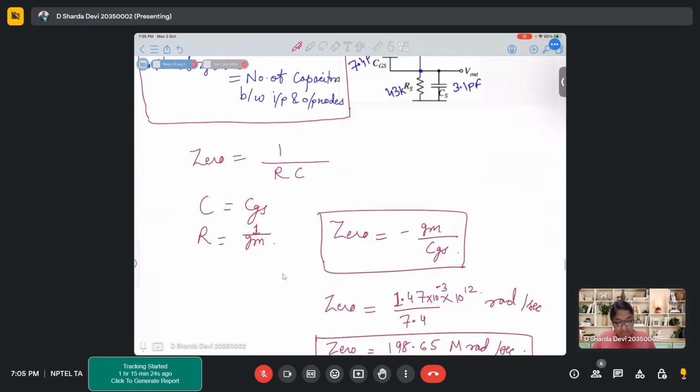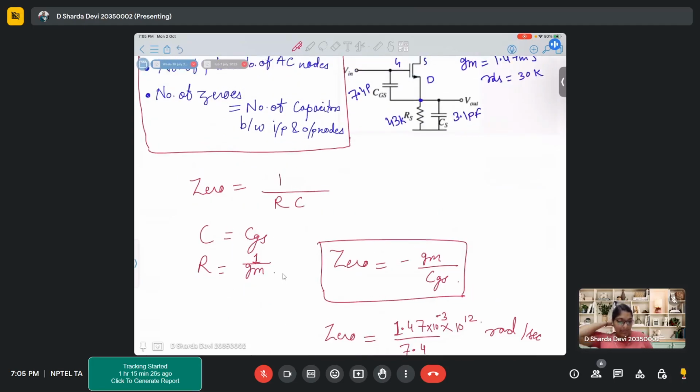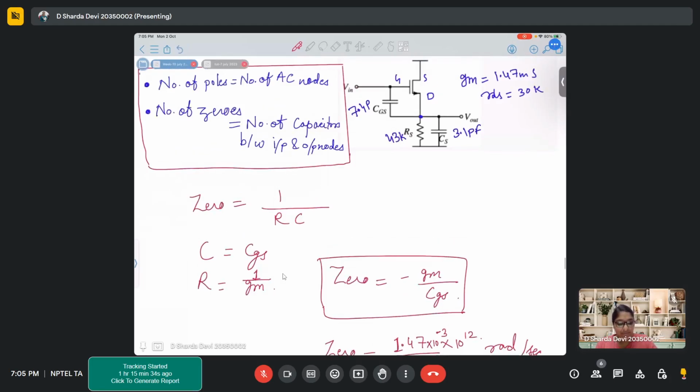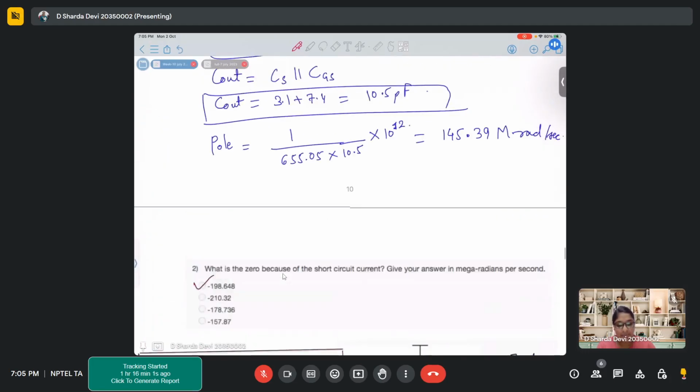Clear? For the zero, the resistance that we observe is 1 by GM and the capacitance that we observe is CGS, which is the capacitor between the two nodes. Even if you calculate the complete transfer function and equate your numerator to 0 and denominator to 0, you will get the poles and zeros. But after simplification, you will observe that you get the same values that you are getting from these formulas, like 1 by RC.